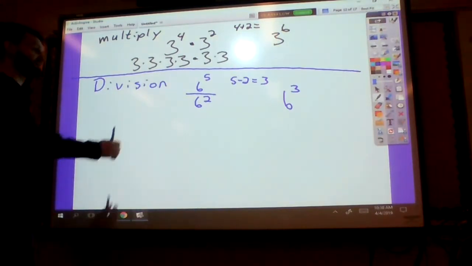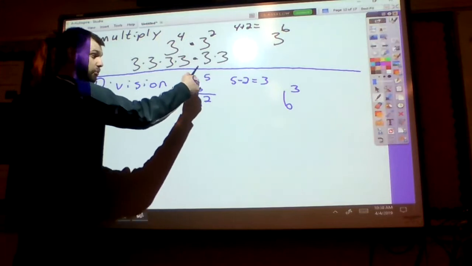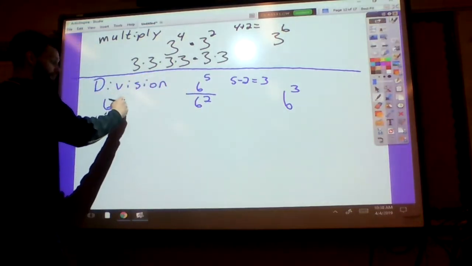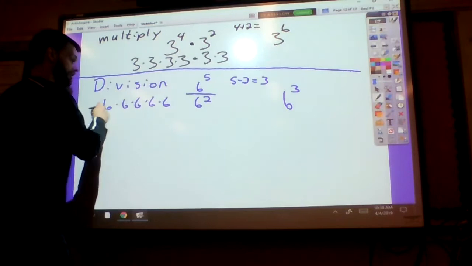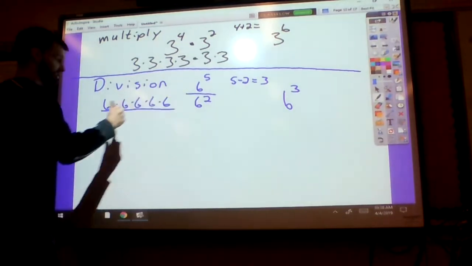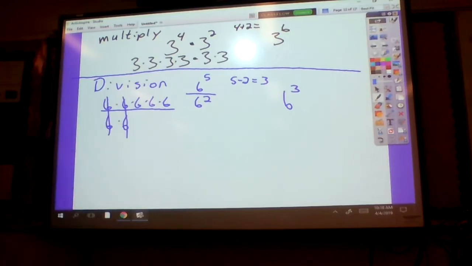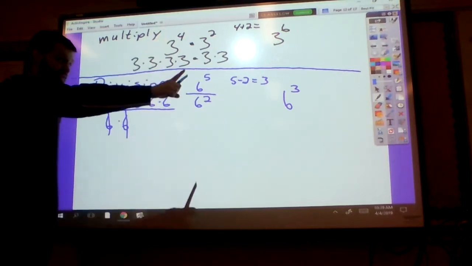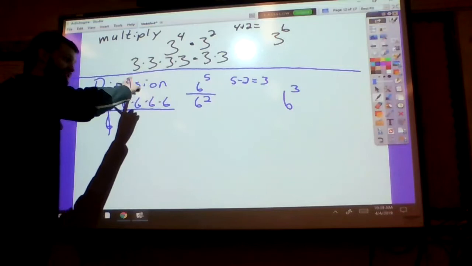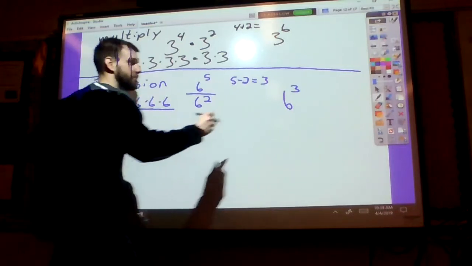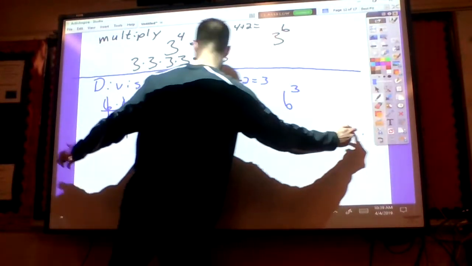Again, we can prove that by writing this out in expanded form. We're going to have 5 6s on top and 2 6s on bottom. And these 6s will just simply cancel out. 6 divided by 6 cancels. And now we're left with 3 6s on top. We good with that? All right, so the rule of multiplication says you add the exponents. The rule of division says you subtract the exponents. The next one is the rule of 0.